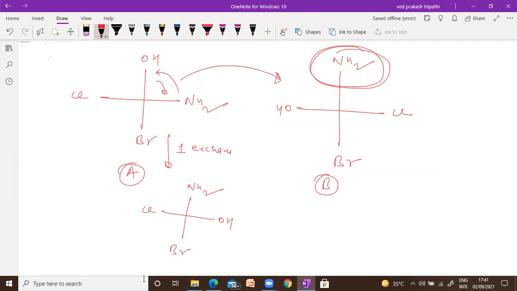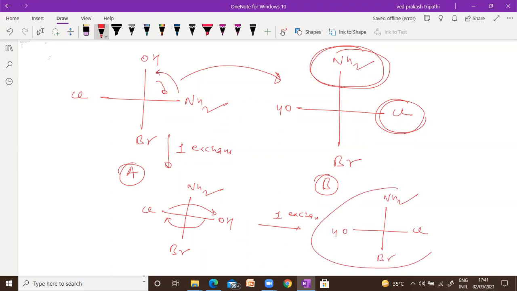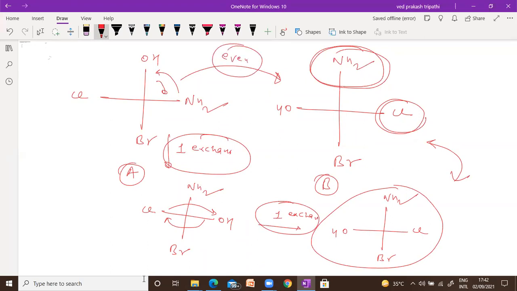Now there is one more exchange. Here chlorine is present in the horizontal right. So we can flip chlorine over here, and OH should be here. So there is another exchange. Now you can see this and this are the same. We can form the final one with two exchanges, 1 and 1. That means two exchanges, and 2 is an even number. So we can say this is even exchange, not odd.